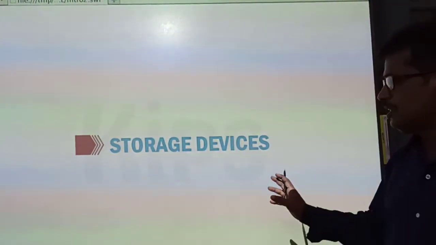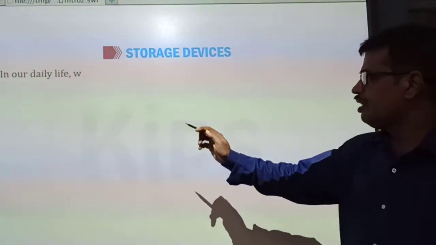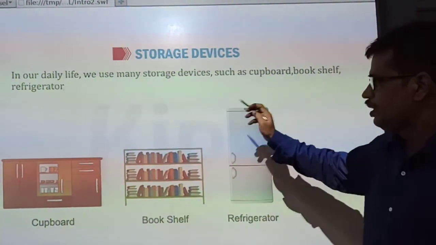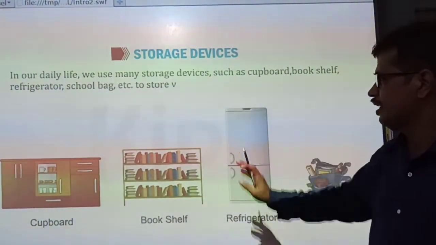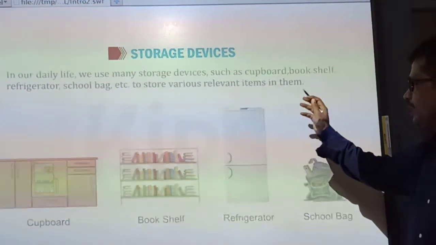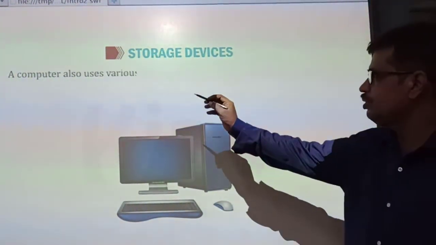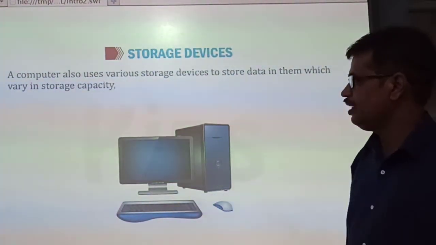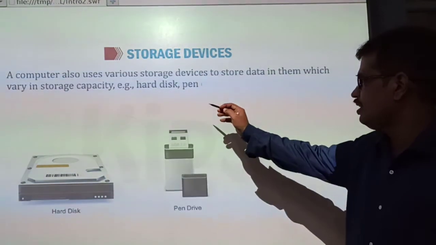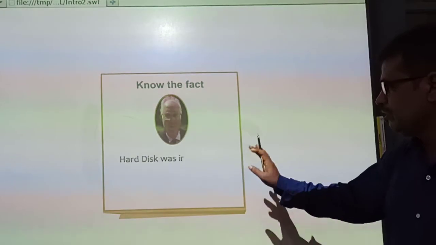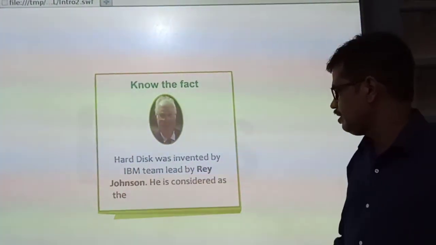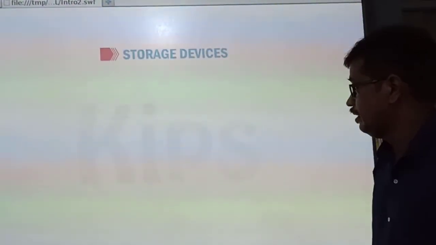Okay, now storage devices. In our daily life, we use many storage devices such as cupboard, bookshelf, refrigerator, school bag, etc. to store various relevant items, right? A computer also uses various storage devices to store data in them, which vary in storage capacity. For example, hard disk, pen drive, CD, etc. These are the storage devices. Now know the fact. Hard disk was invented by IBM team led by Ray Johnson. He is considered as the father of the hard disk.